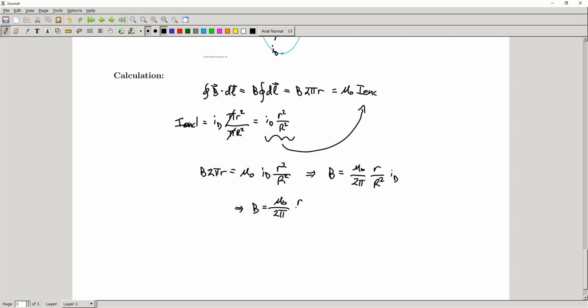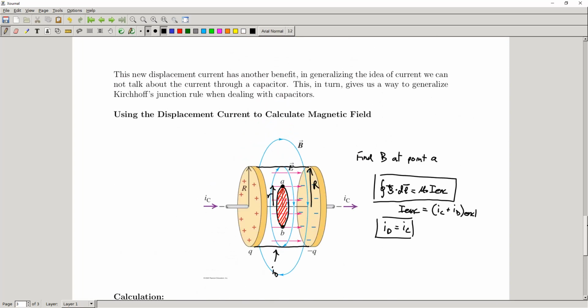Oops, I was going to square that, but that's not squared. Okay, and that is the magnitude of the magnetic field at the point A.